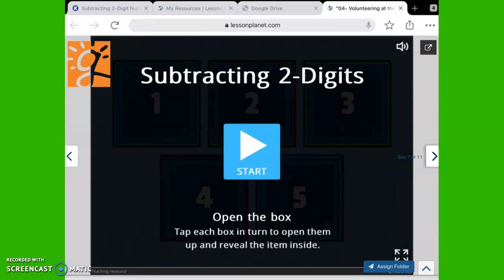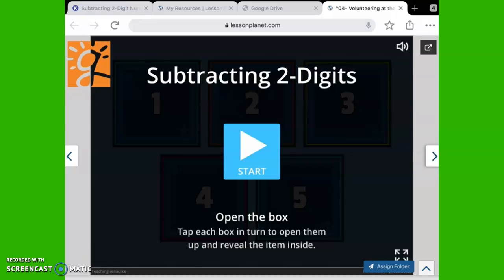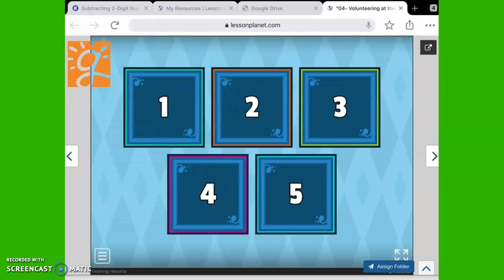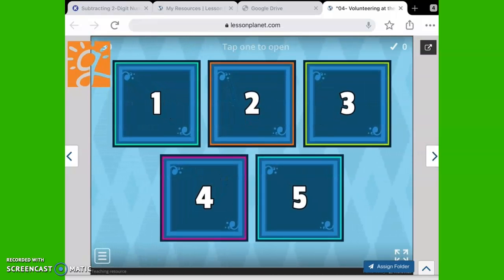All right, the next thing we're going to do is, when you go to slide 7, you're going to see a little game that you can play. It's called Subtracting Two Digits, and it's 5 vocabulary words that we have in this unit. Hit the start button, play the game, and see if you can find the correct answer for each vocabulary word.